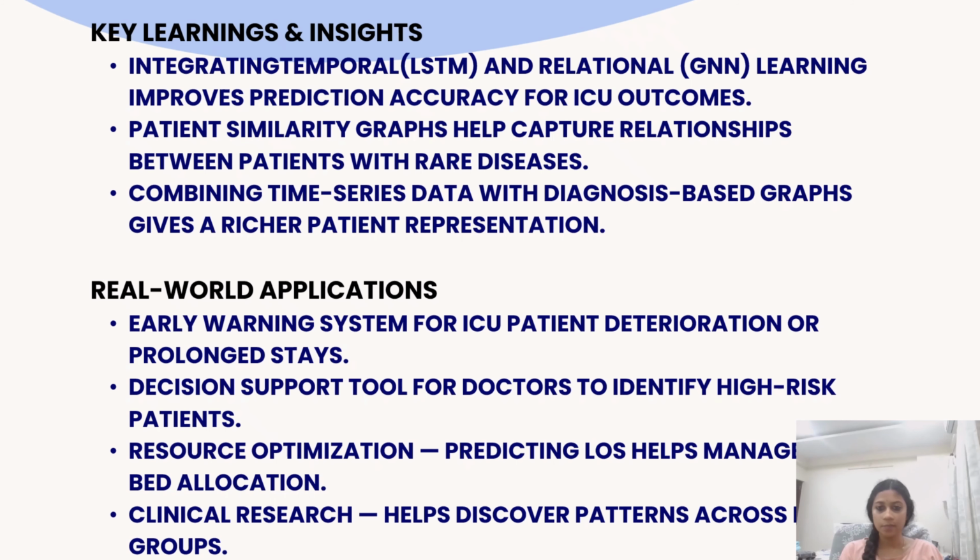This helps the model learn relationships between patients based on their diagnosis. For the key results, by integrating these two learning approaches, the model showed improved prediction performance. Our implementation slightly outperformed the reference paper's results through tuning and optimization. The real-world applications can be an early warning system and resource optimization, like bed allocation, staff allocation, etc. It can also serve as a decision support system for doctors and clinical researchers.